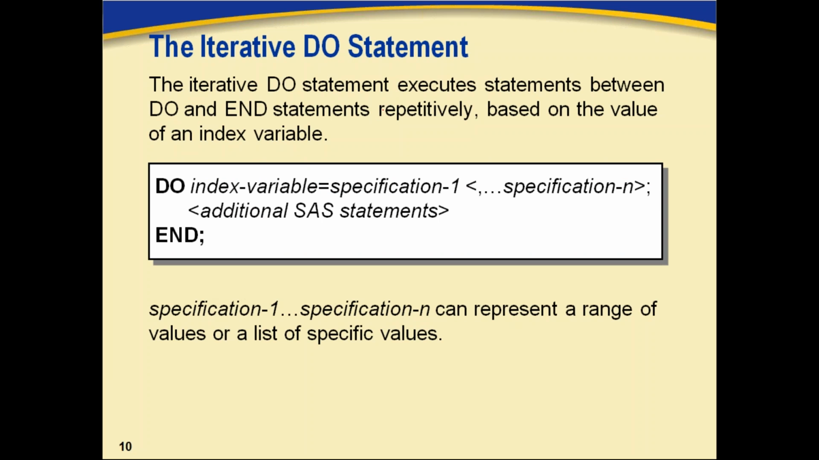And this is the syntax for the do statement. The iterative do statement executes statements between do and end statements repetitively. Whatever statements you have between do and end will execute repetitively based on the values of an index variable, whatever you specify.